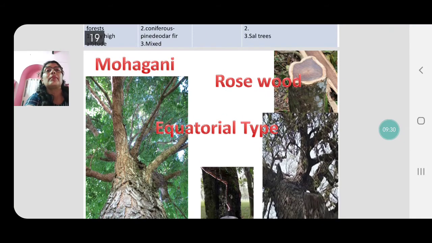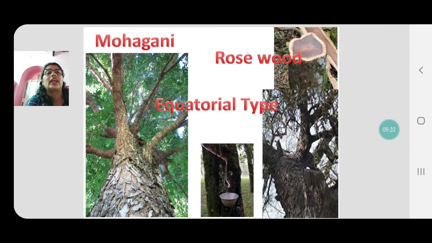Now giving you some equatorial or evergreen type of trees found in India. Like in Brazil, we have mahogany. Like in Brazil, we have rosewood. Like in Brazil, we have equatorial type of rubber trees as well. So all these three are common for India and Brazil.